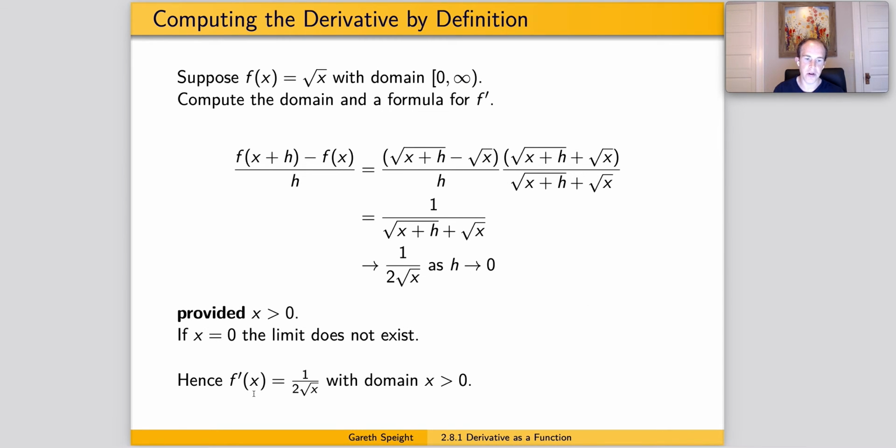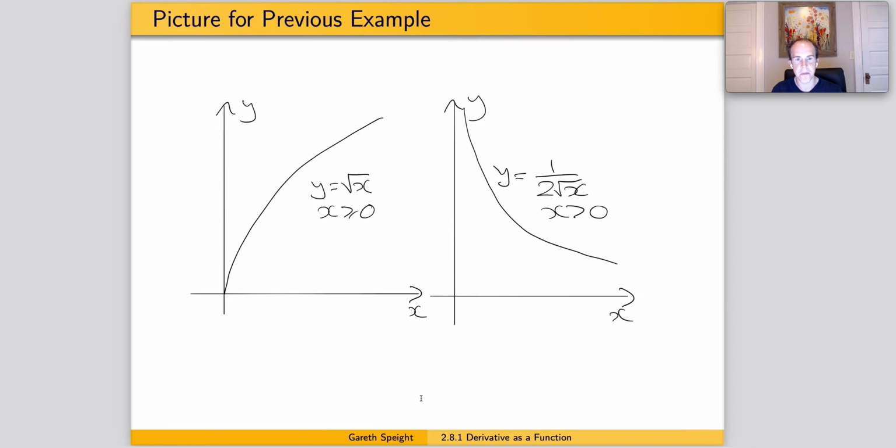Okay, so we computed f prime of x is given by this formula for x strictly bigger than 0. It doesn't exist for x equals 0. So the domain is x strictly bigger than 0. So the domain in this case of f prime is again strictly smaller than the domain of f.